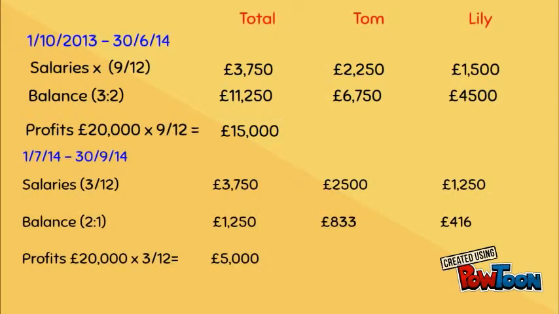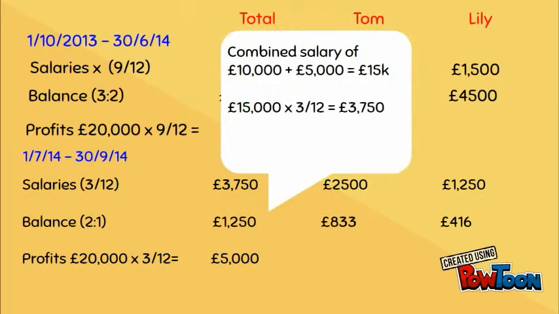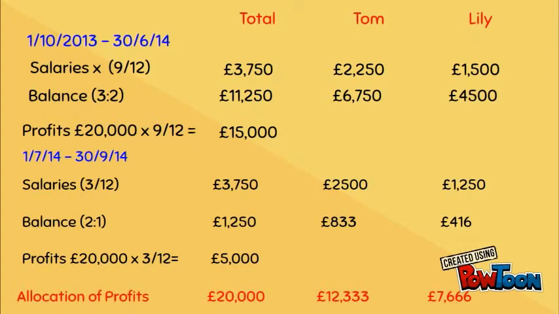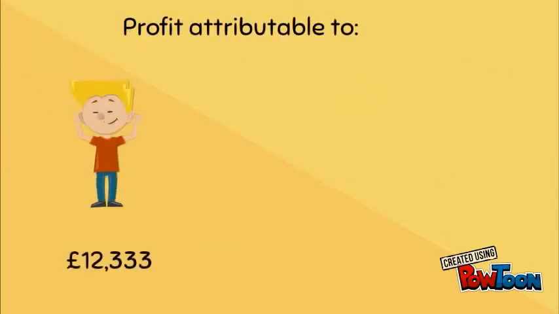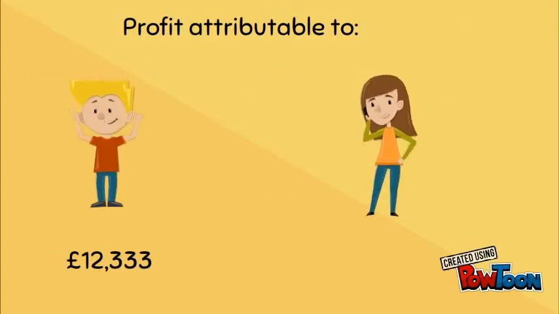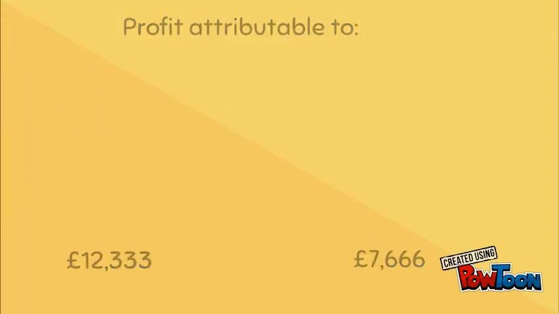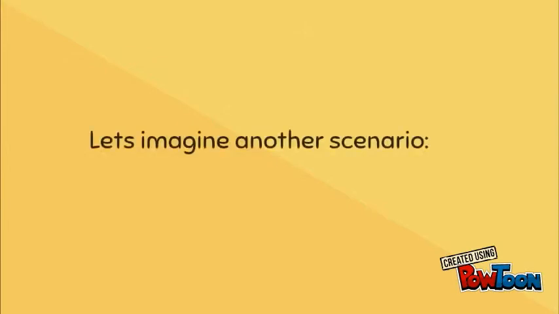On the 1st of July, in the new profit sharing arrangement, salaries of £15,000 are apportioned to 3/12 of the year, which is further split between Tom and Lily on a 2 to 1 basis. Profits are also apportioned to 3/12 of the year, leaving a balancing figure of £1,250. Then the allocation of profits for Tom and Lily are calculated by adding together each column. Therefore, the profit attributable to Tom is £12,333 and to Lily it is £7,666.